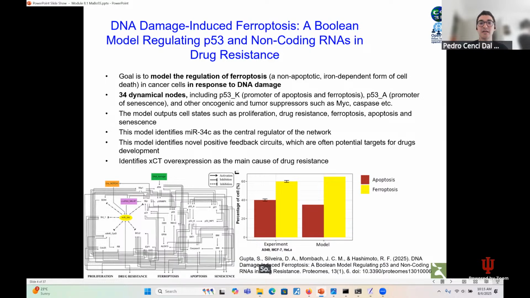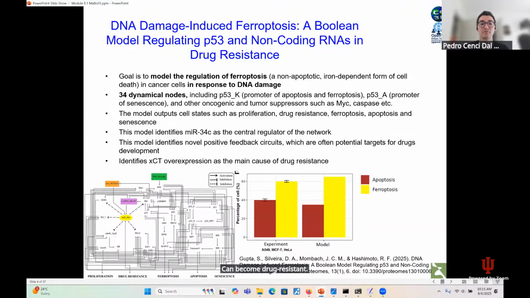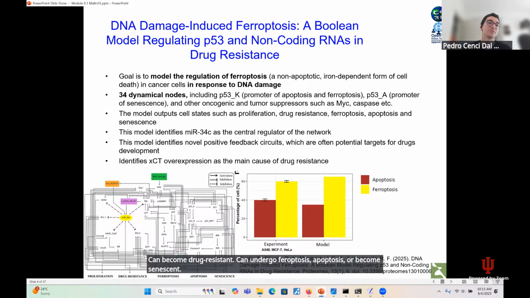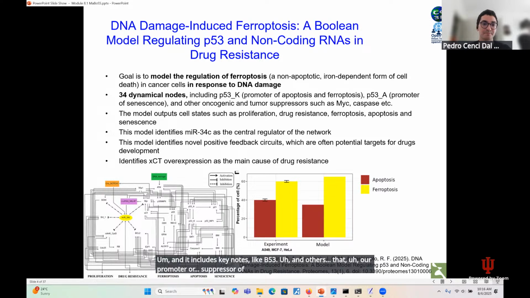So DNA damage takes place, and then the cell can change state to a proliferating state, can become drug resistant, can undergo ferroptosis, apoptosis, or become senescent. It contains 34 dynamical nodes, so it's a relatively big network. It includes key nodes like P53 and others that are promoter or suppressor of tumors.